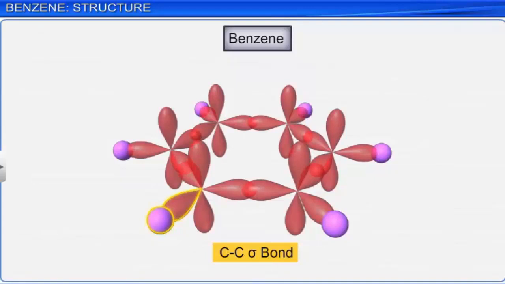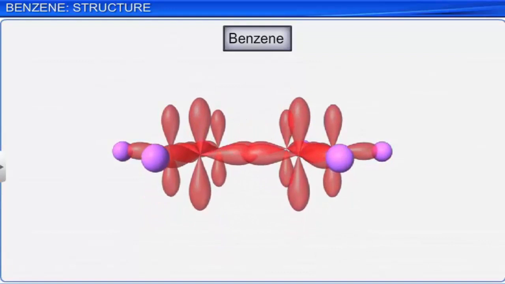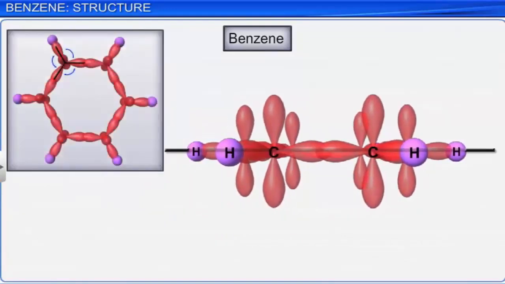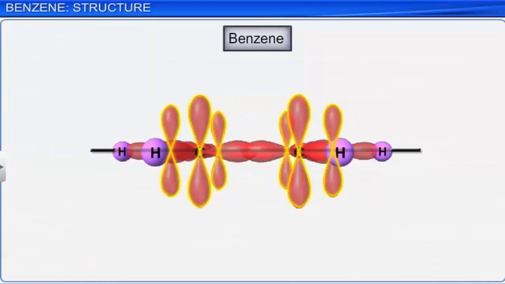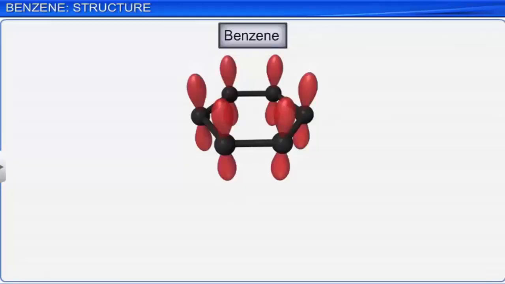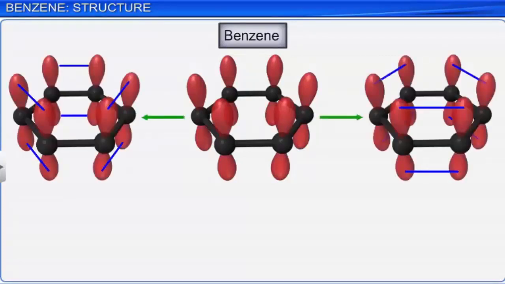Thus, all the carbon and hydrogen atoms in benzene lie in the same plane with a bond angle of 120 degrees. Here, each carbon atom is left with one unhybridized 2p orbital at right angle to the hexagon of the carbon atoms in benzene. We know that the p orbital has two equal lobes, one lying above and the other below the plane of the ring. These unhybridized 2p orbitals of the carbon atoms overlap each other sideways, as shown here.